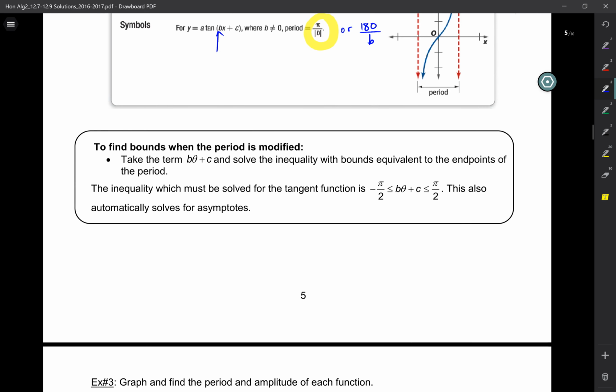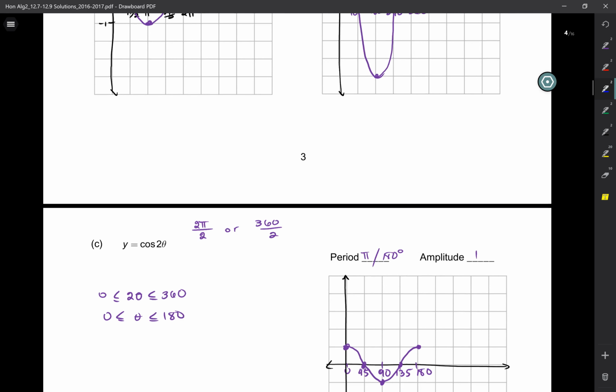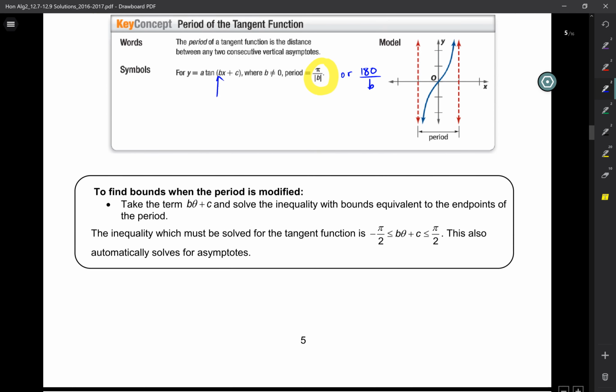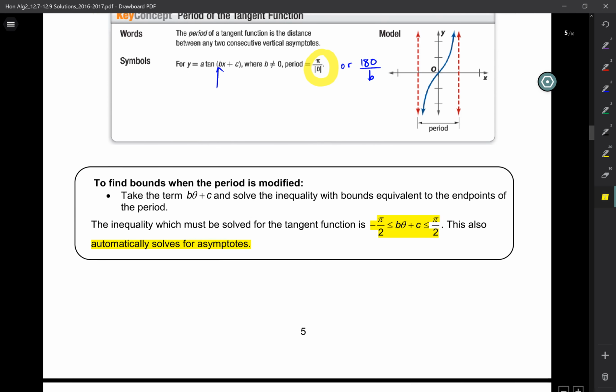Now, how do you figure out where you're going to start and where you're going to end? So, do you remember with the sine and cosine, we use this equation, right? Because the one period of the sine started at 0 and ended at 360. In the case of the tangent, this is what we're going to use. All right, because one period of the tangent starts at negative pi over 2 and ends at pi over 2. And magically, this also identifies the asymptotes for us.